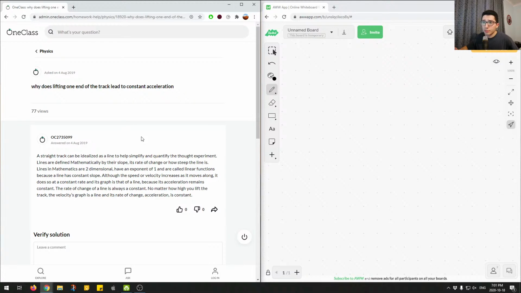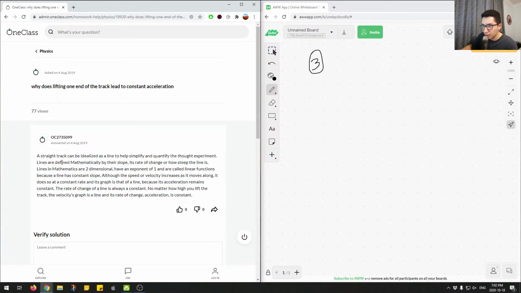Alright, so the question here is asking us, why does lifting one end of a track lead to constant acceleration? So let's look at what the junior tutor said here. A straight track can be idealized as a line to help simplify and quantify the thought experiment. So this is question number 3. Let me just write that down so I don't forget.